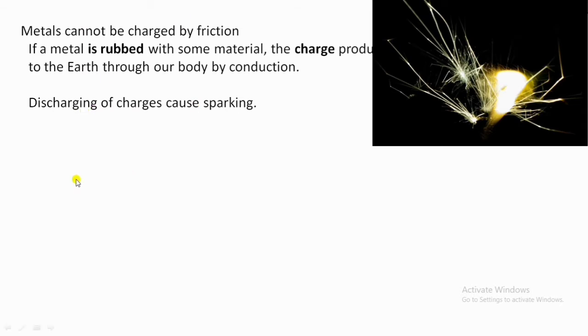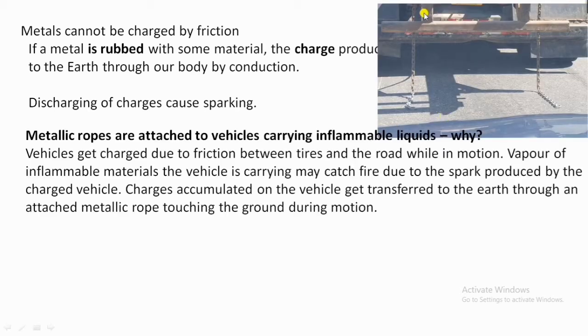When a charge moves away from a body through air, then discharge happens, and when discharge happens, a spark is produced. The same idea of discharging is used in a gas lighter, and you know a gas lighter can cause fire. That is why a truck carrying inflammable liquids is connected to the ground through a metal rope.